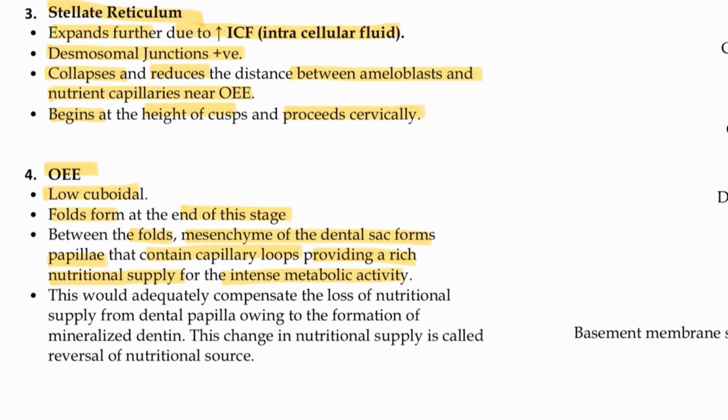Now the actual thing is going to happen. Now enamel and dentine will form, so whatever nutrients are needed, they will be supplied by the outer enamel epithelial cells in a way. And this would adequately compensate the loss of nutrition supply from the dental papilla owing to the formation of mineralized dentine. This change in nutritional supply is known as reversal of nutritional source. What has happened is that the dental papilla cells will divide and form dentine. Side by side they are making dentine. Dentine has formed, and because of that there is now no way that nutrition is going to come inside.